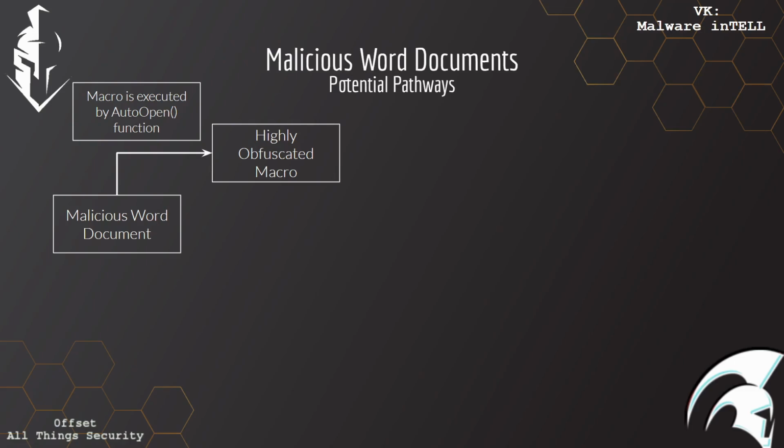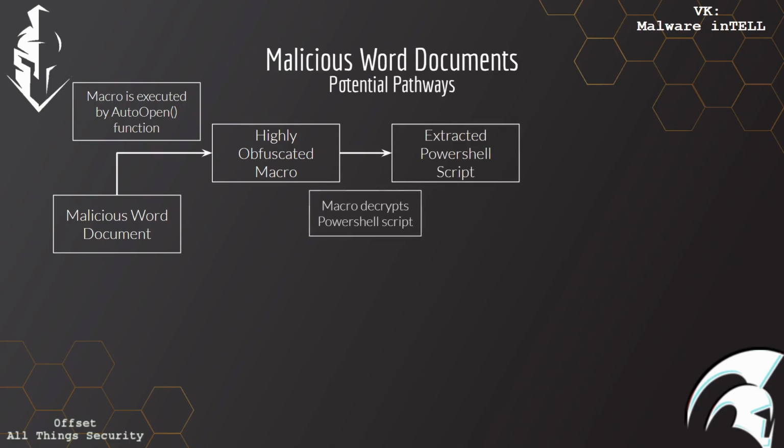You can also have an AutoClose function as well, which basically means it will execute when you close the document. That's quite effective because a lot of users think that, okay, well, if I accidentally enable the macro, I can close it out so it won't run, but that's not actually the case. It will execute on close rather than on open.